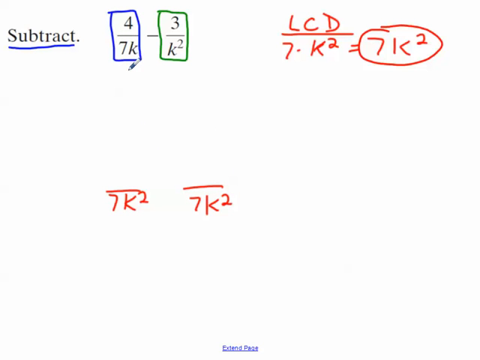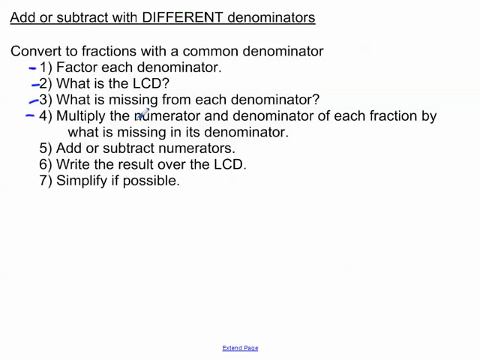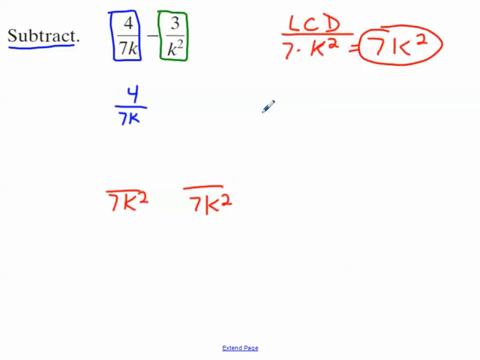And then up here we're going to say, well, I'm going to put this down here as 4 over 7k, and I'm going to find out what I need to multiply by to get to my 7k squared. Right here, in other words, this is one of the previous steps, is what's missing from each denominator. Step 3 and step 4 is find out what's missing from each denominator and then multiply the numerator and denominator of the fraction by what's missing.